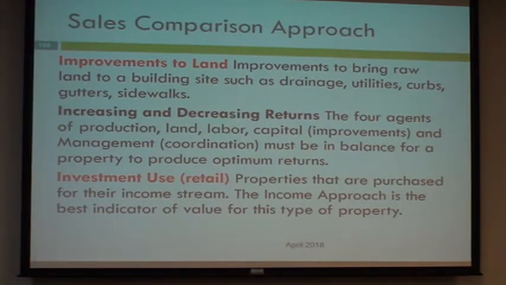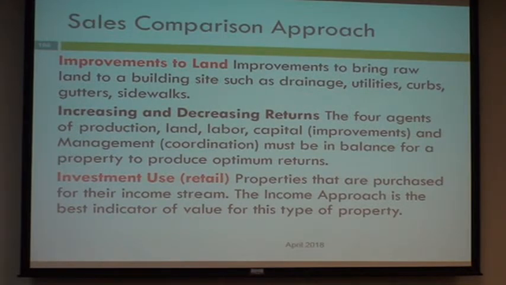We talked about the increasing and decreasing returns. The 4 agents of production, we said, were land, labor, capital improvements, and management or coordination, and they must be in balance for a property to produce optimum returns. We said yesterday, if our improvement cost gets too high for the property, or our labor cost gets too high, or our management cost, somebody charges us a 20% management fee, we thought it was gonna be 10%, this return may not be as good because it got out of balance, didn't it? Another one of those uses, we talked about how those uses are gonna show up somewhere.